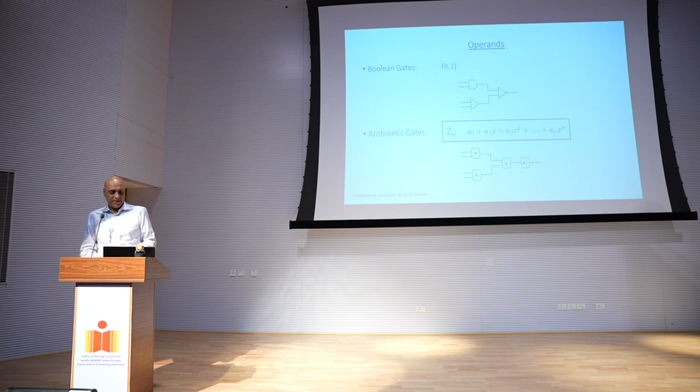So it helps us do cyclical rotations and permutations in encrypted data that is vectorized in some form. Okay, so Boolean gates have simple operands, 0 and 1. Arithmetic gates have more complicated operands. They can be integers modulo q, or they could be polynomials with coefficients drawn from integers modulo q.